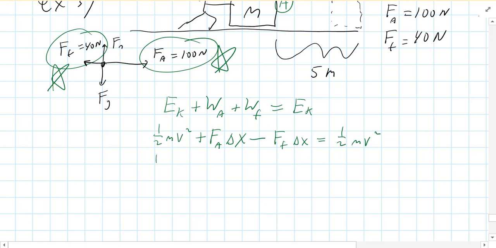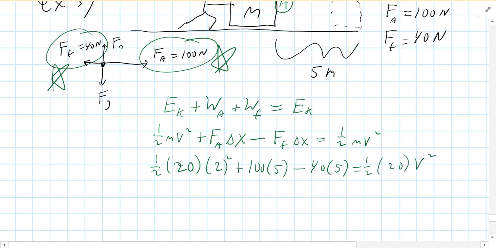In the third box you plug your numbers in. The mass is 20. The beginning velocity was 2. Got to square that. The applied force was 100. The distance we traveled was 5. The frictional force was 40. The distance we traveled is 5. And then we have 1/2 the mass of the block, which is 20, and we're trying to solve for the velocity at the end. We start plugging our numbers in.